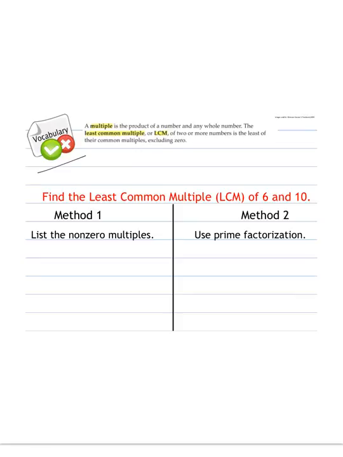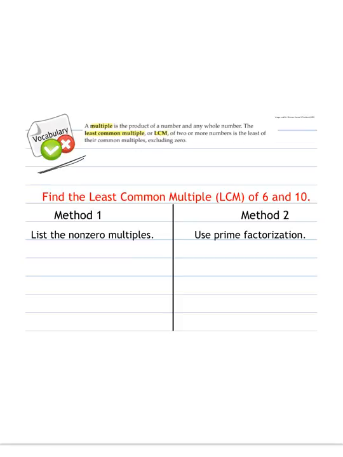We have some new vocab to look at here. A multiple is the product of a number and any whole number. And so today we are looking at the least common multiple, which is of two or more numbers, and it is the least or the smallest of their common multiples excluding 0.